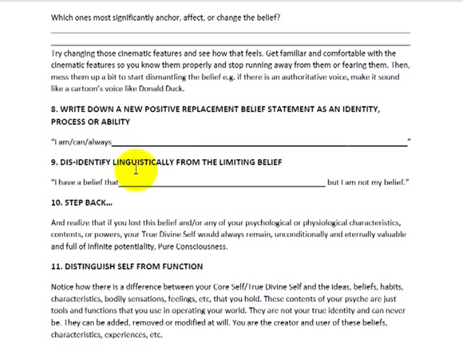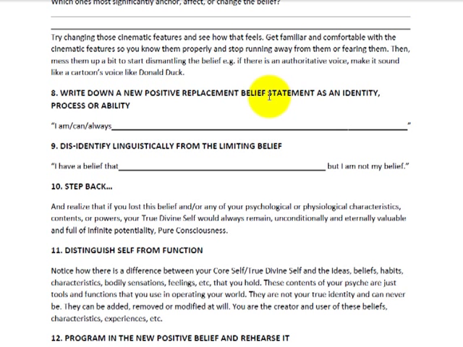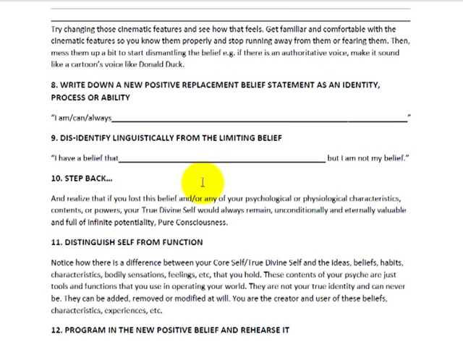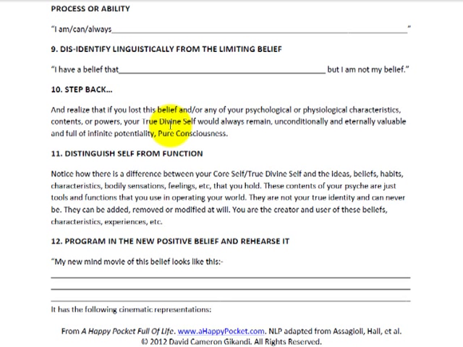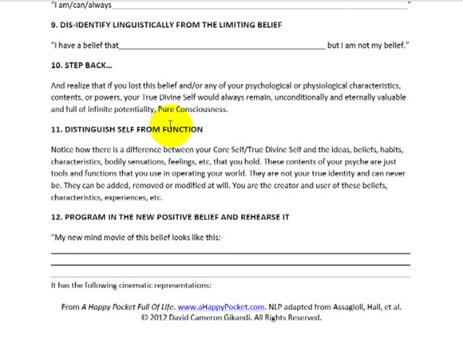So next is write down a new positive replacement belief statement, and you should write it down as an identity, a process, or an ability. For example, I am, I can, or I always do X, Y, Z. So write that down. And then you go back to the limiting belief and you disidentify linguistically. So I have a belief that X, whatever it was, but I'm not my belief. Again, that's to remind yourself. And then you step back and you realize that if you lost this belief and any of your other psychological and physiological characteristics, contents, or powers, your true divine self would always remain unconditionally and eternally valuable, and full of infinite potentiality. It's pure consciousness.